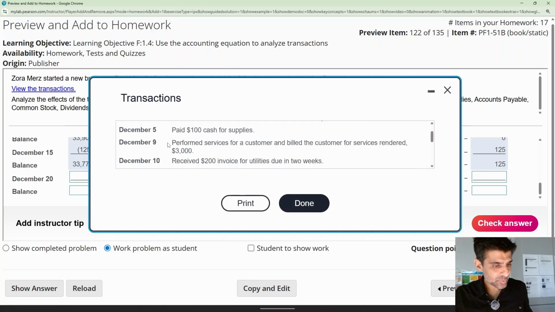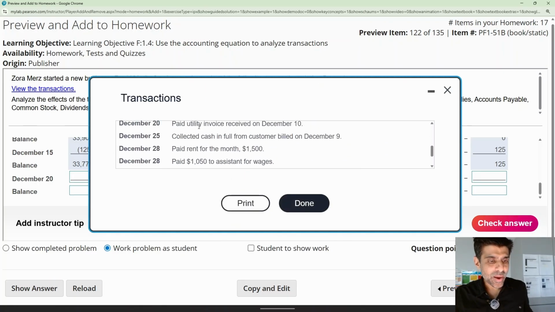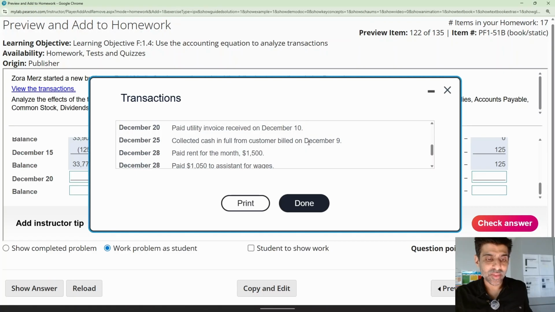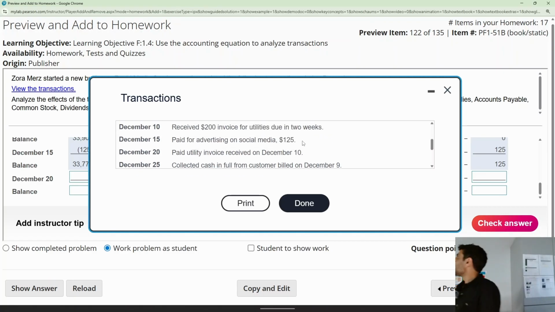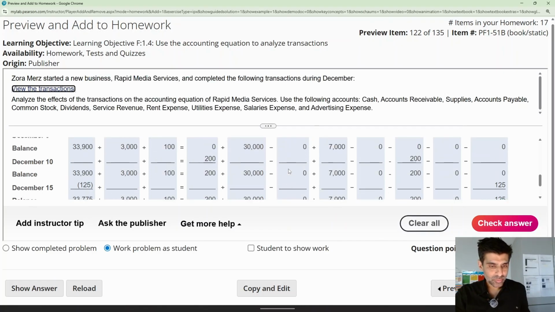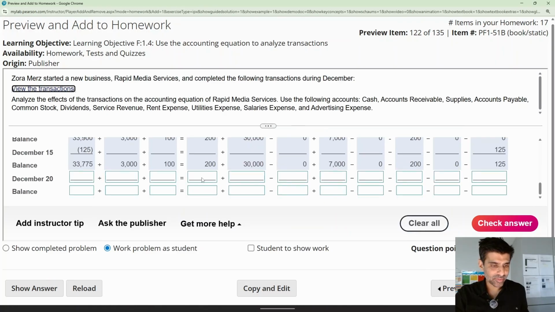Okay, December 20th, you paid the utility invoice from December 10th. A lot of times we're going to see some transaction related to a past transaction, so you have to go back and see what happened on December 10th. We received this invoice from PG&E, and we had created an accounts payable. Now we're going to get rid of that accounts payable and pay them off. So we see that our accounts payable balance is 200. This is going to go to zero, because we're going to pay it off.